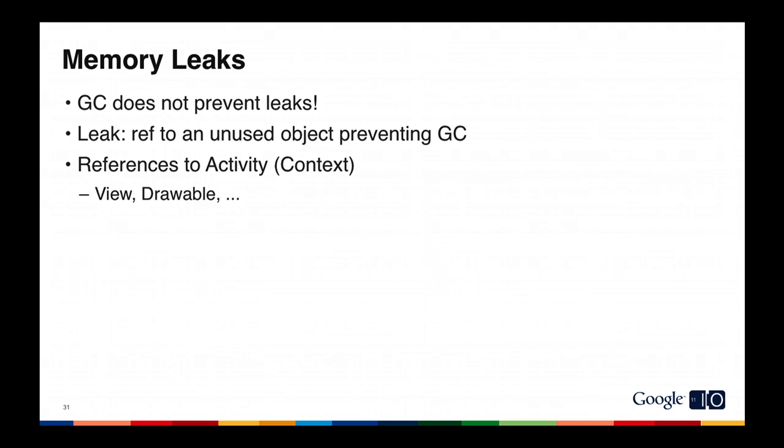Basically, a leak is when you have a reference to an unused object that's preventing that object from being garbage collected. And sometimes you can have a reference to a single object, but that object points to a bunch of other objects. And basically, that single reference is preventing a large group of objects from being collected.